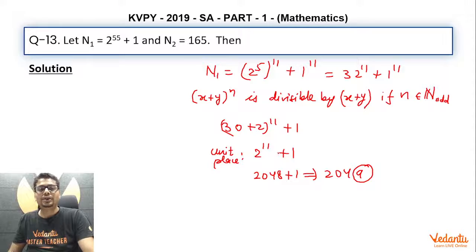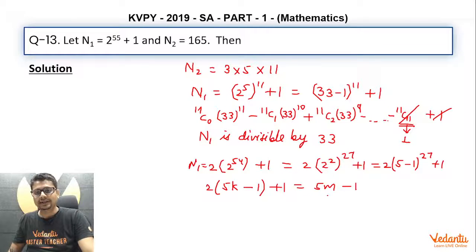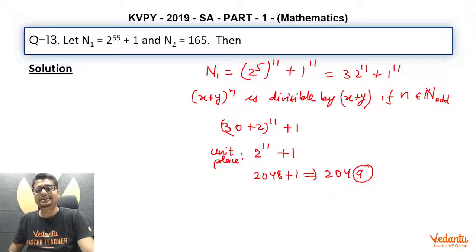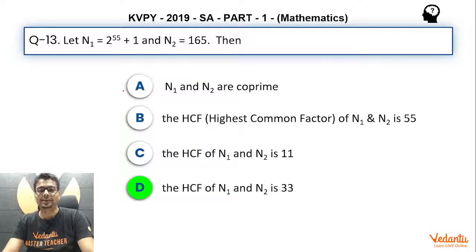Hence, it is not divisible by 5. In fact, what we were saying, the remainder when you divide n1 by 5 would be 4. So you can easily understand now that since the unit place digit, or ones place digit, is 9, when you divide n1 by 5, the remainder would be 4. So n1 and n2 both are divisible by 3 and 11 only when we talk in terms of prime numbers. So that means HCF would be 33.